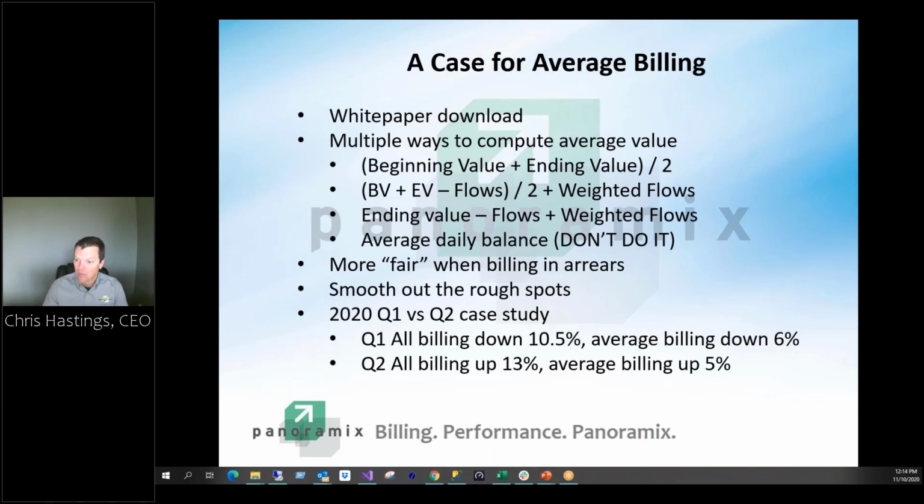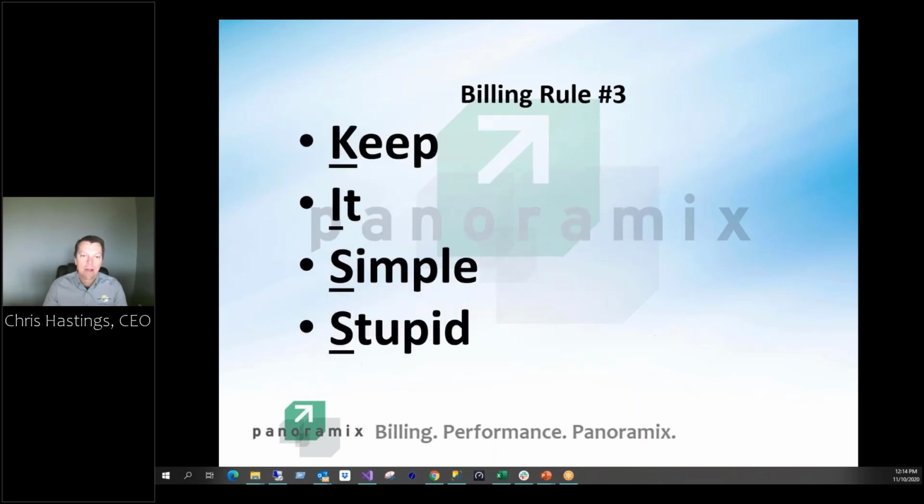That's across our entire book. But for those advisors that were billing on an average balance, it was only down 6%. So you can see that an average balance smoothed it out a little bit. In Q2, however, all billing was up 13%, but if you billed on an average basis, it was up 5%. I like to think of an average balance method as kind of like a stock-bond allocation. It doesn't do as well when the market is soaring, but it doesn't lose as much in a downturn. So it helps smooth things out for you.